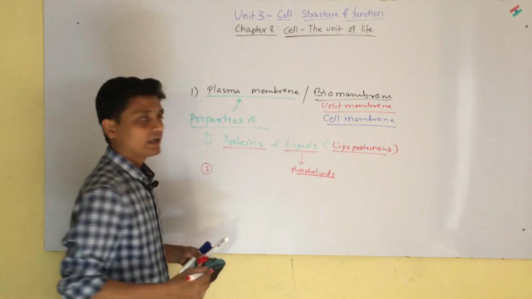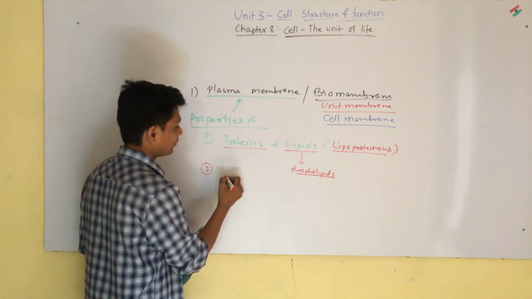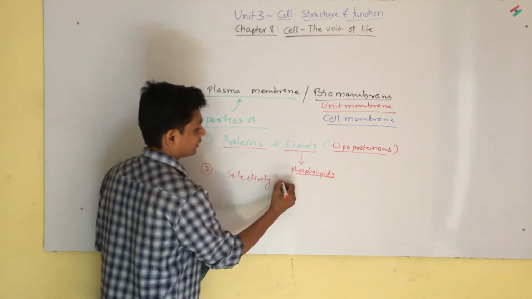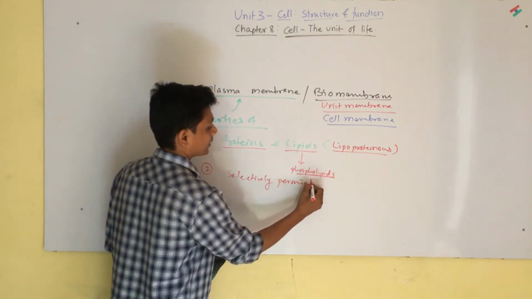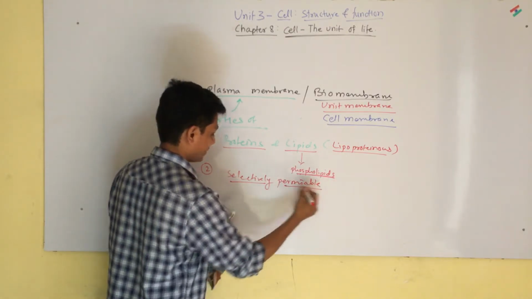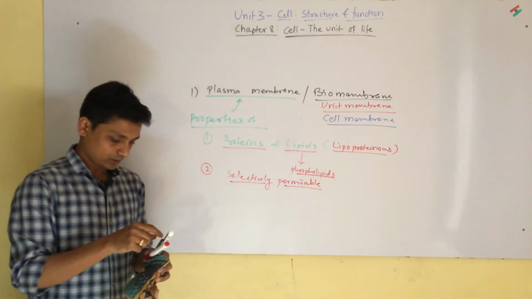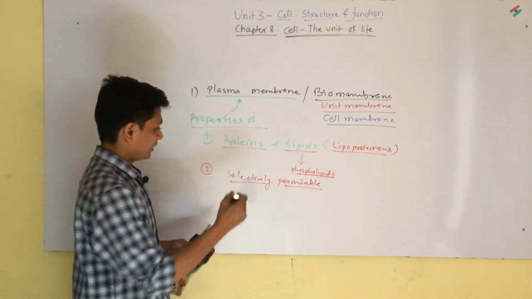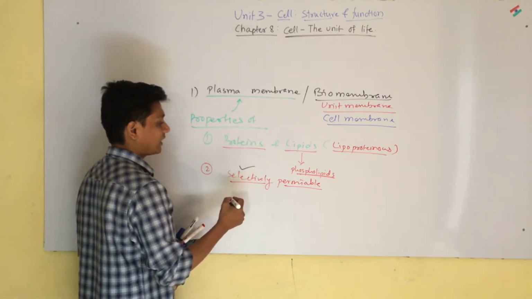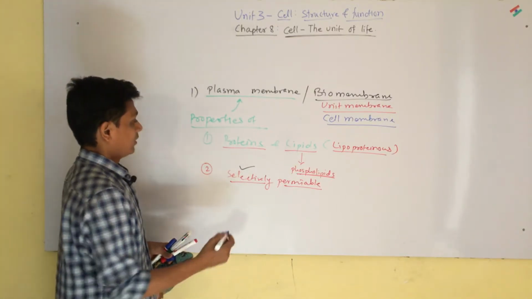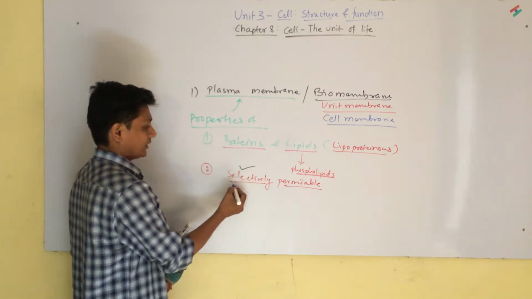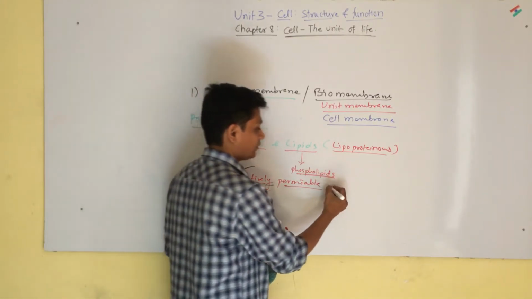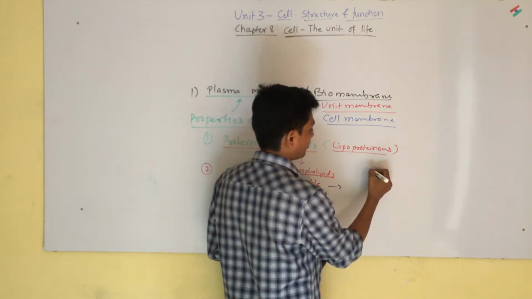Second property, they are selectively permeable. As we know, semi permeable nature, but the word here is a different one from semi permeable. Here the word is selectively permeable. Let us look at what is semi permeable.